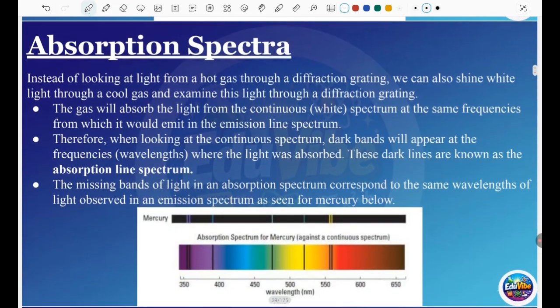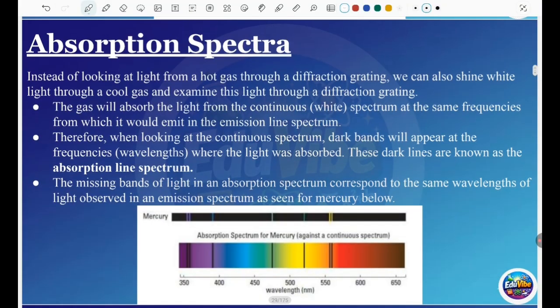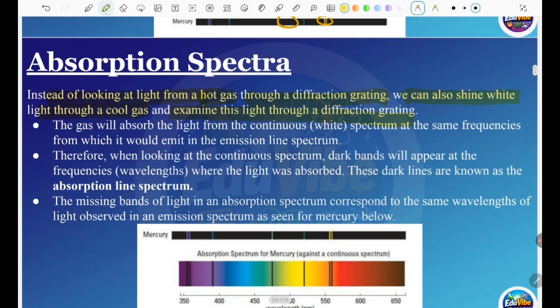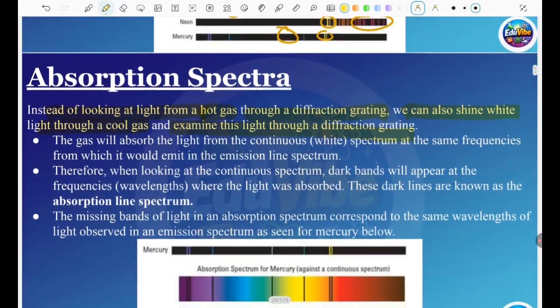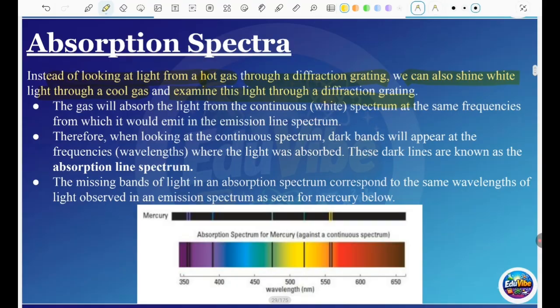So the last spectrum we have is the absorption spectrum. Absorption spectra and emission spectra are interrelated. How are they interrelated? Instead of looking at the light from a hot gas through a diffraction grating, we can also shine white light through a cool gas and examine this light through a diffraction grating. So the emission is what we did with the gas when we heated it, but when we shine white light on a cool gas, we get an absorption spectrum.